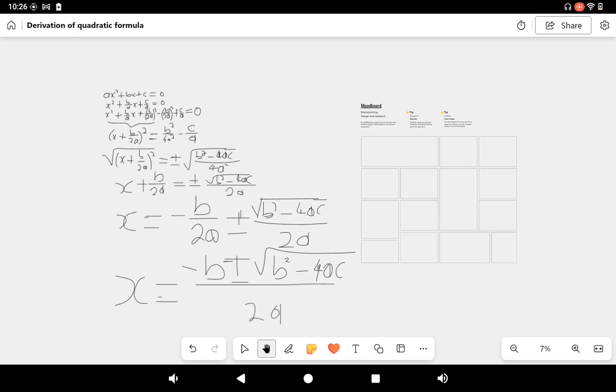Yes, this is how you derive our quadratic formula, guys. I'm sure most of you have done this in high school, because this is just elementary algebra, by the way. Yeah, it's a sort of simple algebra. Nothing hectic here, right?